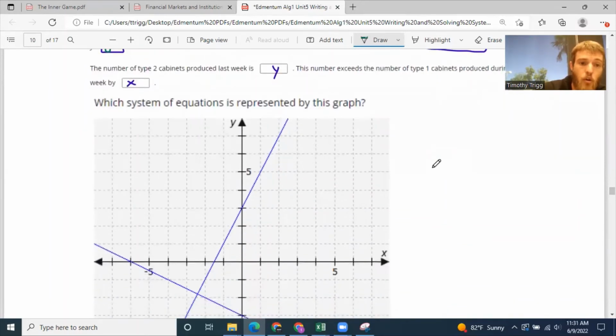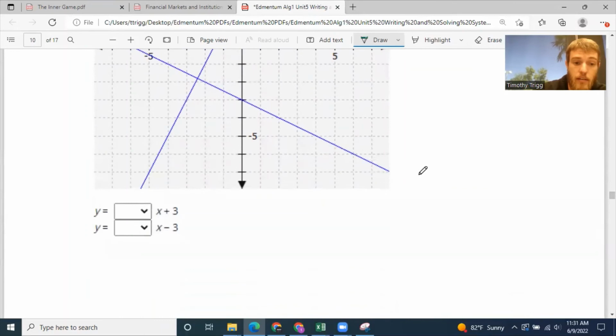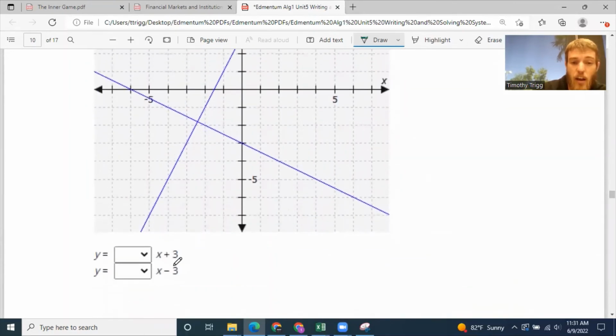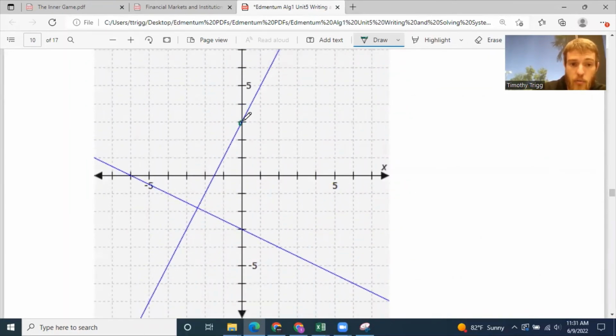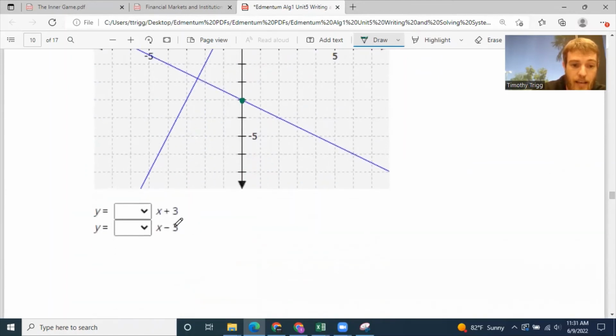Next question. Which system of equations is represented by the graph? So here we just need to find the equation for each of these. And here they already gave you the y-intercepts. This one has a y-intercept of 3. This one has a y-intercept of -3. So we can see that here. A y-intercept of 3, and this one has a y-intercept of -3.